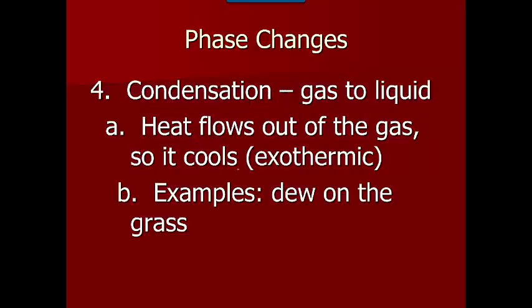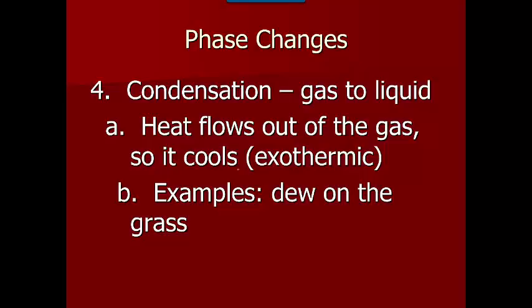Your next one is condensation, and condensation is when a gas turns to a liquid. So this one's going to be exothermic. In order for a gas to go to a liquid, it has to cool off. So that means it has to lose heat. So it's going to be giving off heat for it to do that.